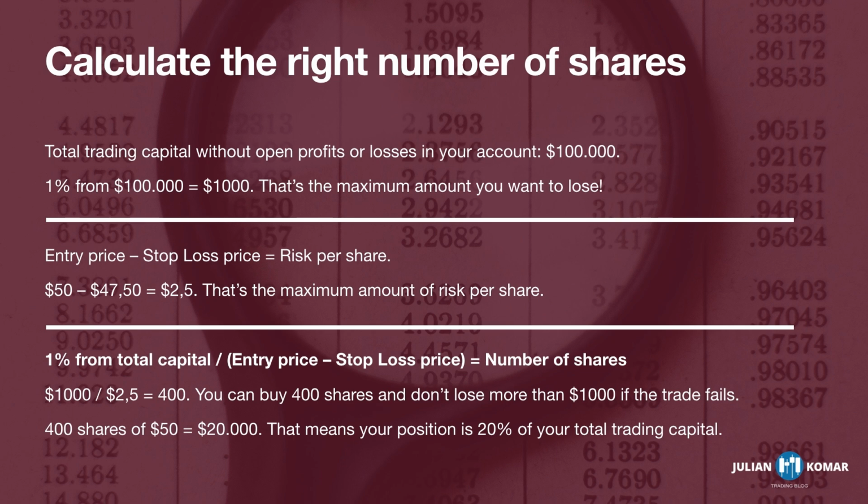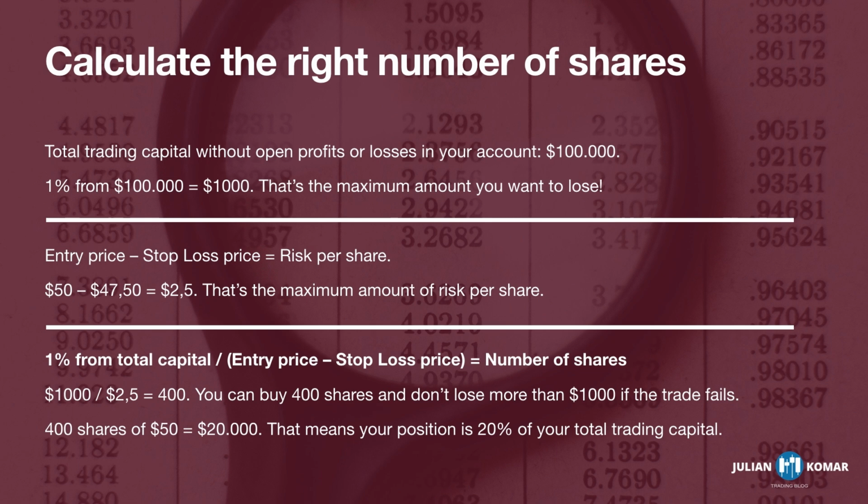And the risk per share is a very simple calculation. You have the entry price and you subtract the stop loss price. So in this example, we assume that we buy a position for 50 US dollars and we put in a stop loss at 47.50. And in that case, we have a risk per share of $2.50. So that means per one share, when we get stopped out, we lose only $2.50.